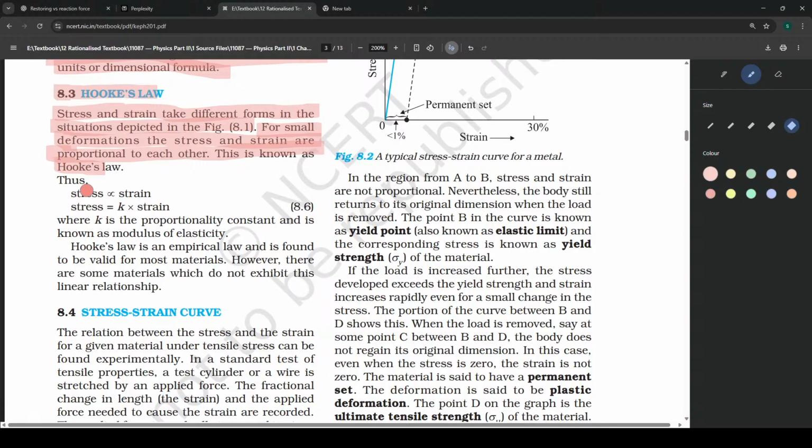Basically, the law is saying that for small deformations, stress is directly proportional to strain, where stress equals K times strain, where K is the proportionality constant and is known as the modulus of elasticity. Hooke's law is an empirical law and is found to be valid for most materials. However, there are some materials which do not exhibit this linear relationship.